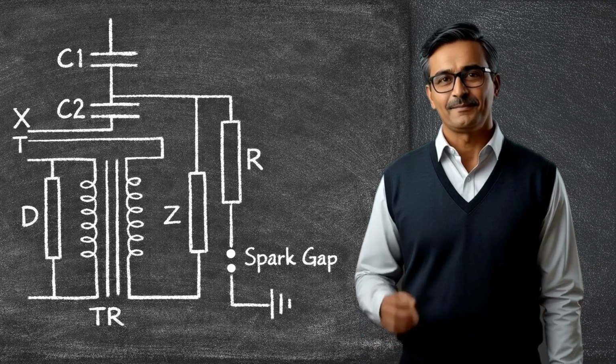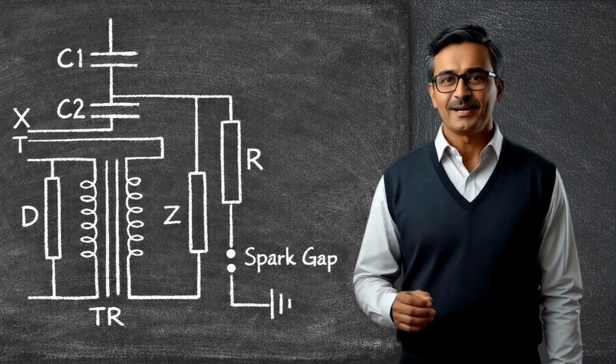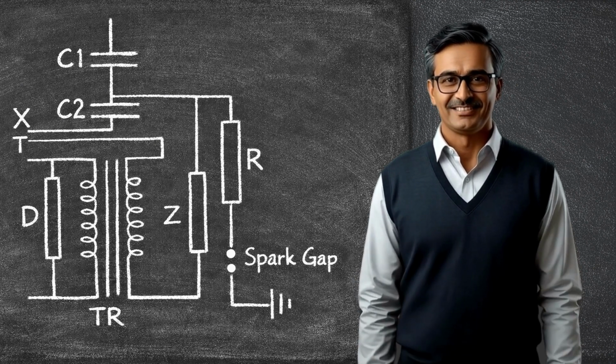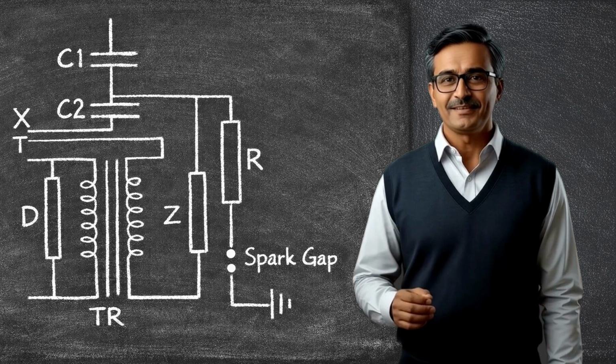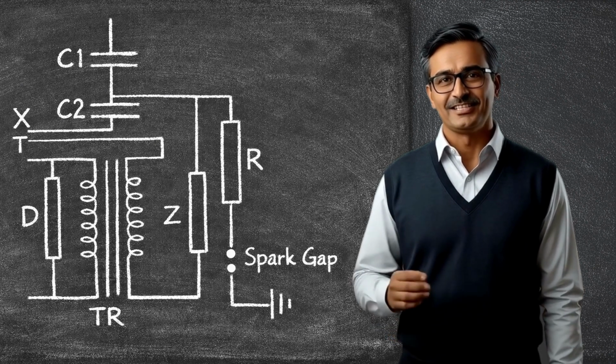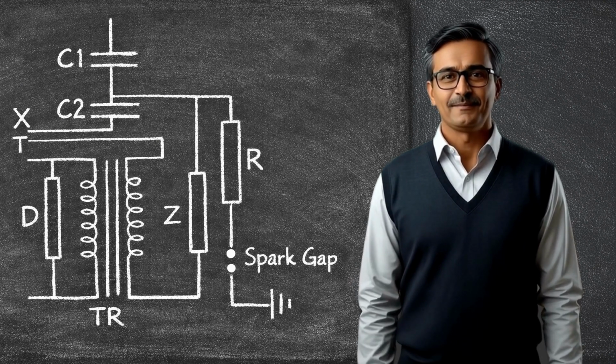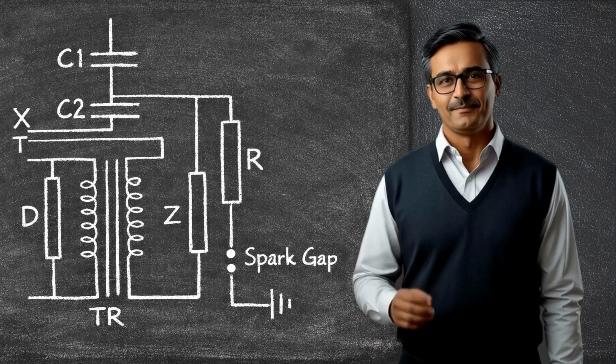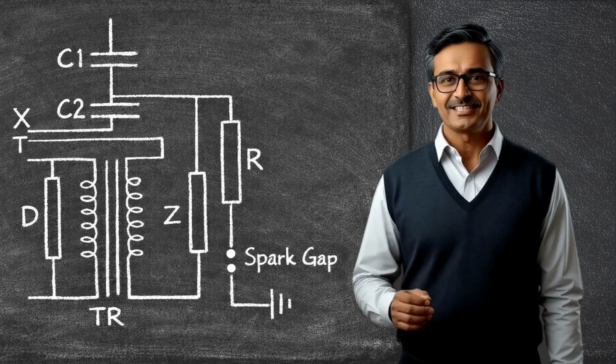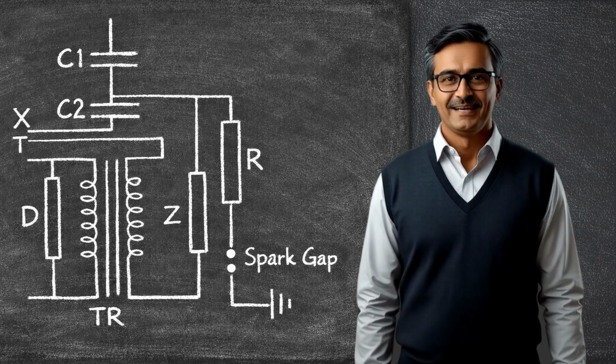Damping device. Next, we see the element marked D. This is the damping circuit. In CVTs, oscillations may occur because of interaction between capacitance and transformer inductance. Sometimes, dangerous conditions like ferroresonance can appear. The damping circuit absorbs these oscillations. So remember, damping circuit equals stability and oscillation control.